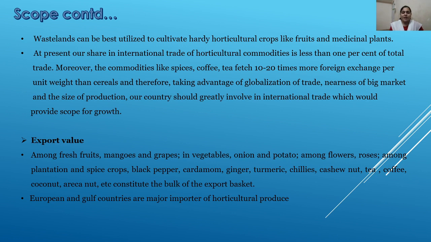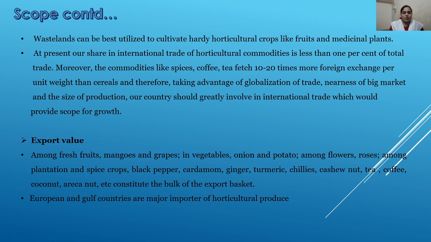If we see at present our share in international trade, specifically in horticultural commodities, it is less than 1% of the total trade. But commodities like spices, coffee, and tea fetch 10 to 20 times more foreign exchange per unit weight as compared to cereal crops, and thus we can take advantage of this scenario and produce and export maximum products which have high demand in the world market.